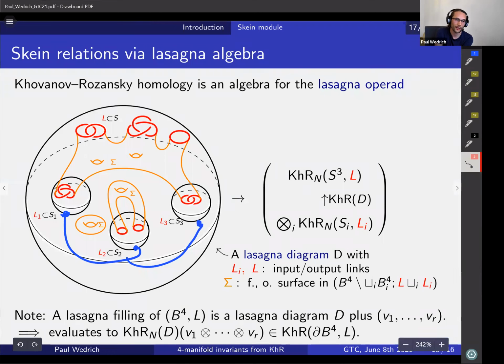Okay, and now I can do the following thing. I know that the lasagna diagram for the four-ball gives me such a linear map, Khovanov-Rozansky of the diagram, and I can just feed in the tensor product of these labels that the lasagna filling gives me, and I recover a single Khovanov-Rozansky class for the link on the boundary. Okay, so if this comes with vectors v1, v2, v3, I plug them into this linear map and I get a vector v out here. Easy. I'll remove this again.